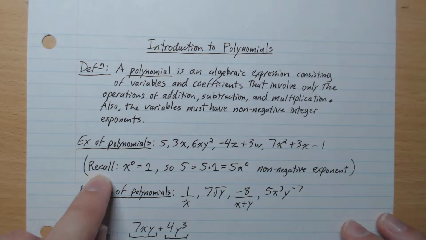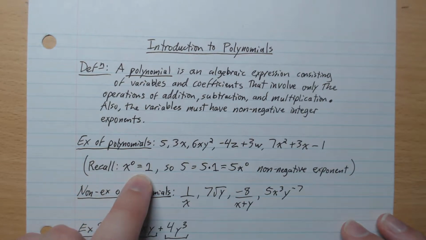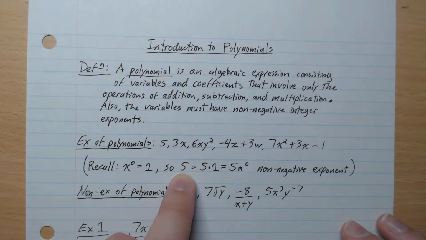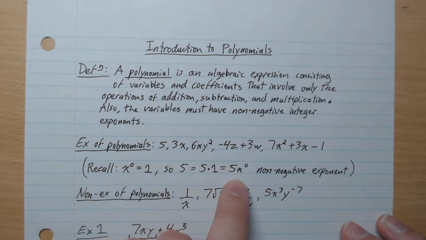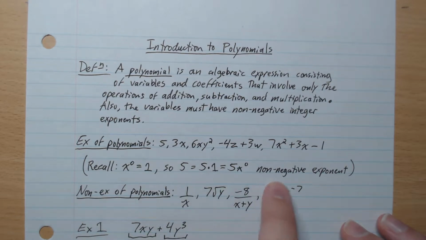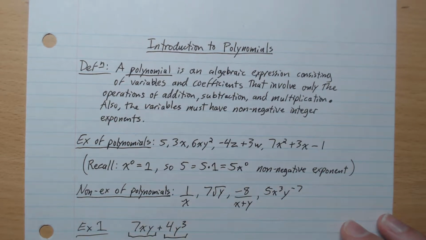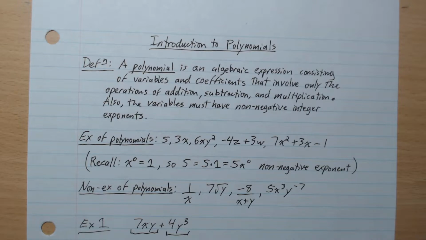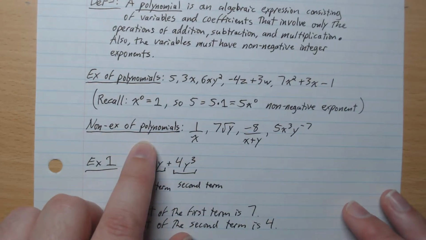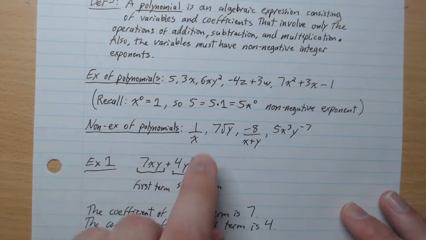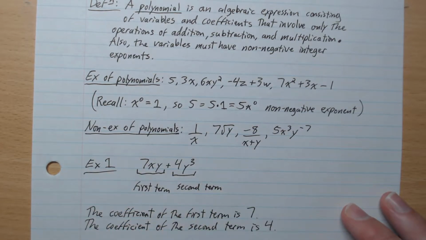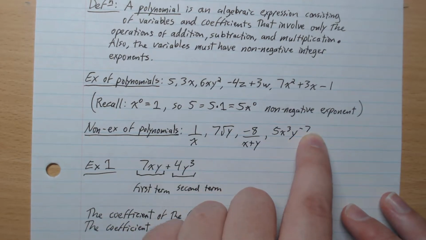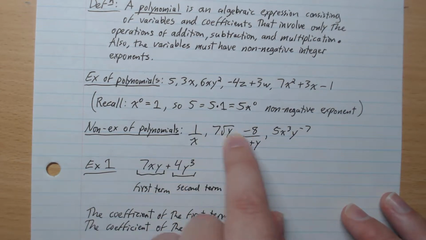And so just a reminder, x to the 0 is 1. So when we have 5 on its own, this is the same as 5 times 1. This is the same as 5 times x to the 0. So we notice that it's a non-negative exponent for the x right there. So non-examples of polynomials: 1 over x, 7 root y, negative 8 over x plus y, 5x cubed y to the negative 7. So these are all non-polynomials.